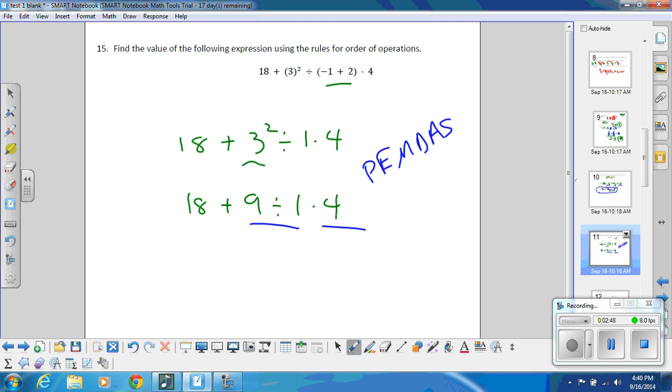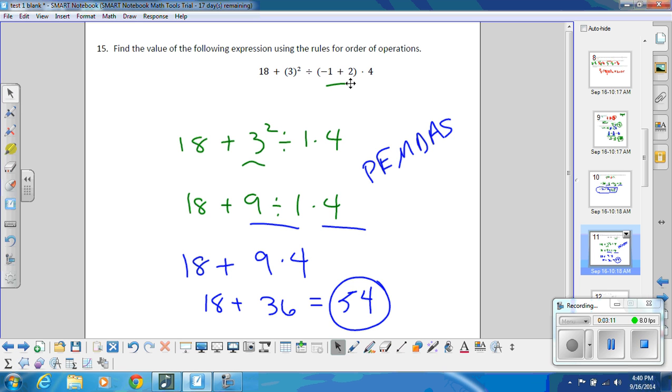We're not adding the 18 because that comes last. So copy your 18 plus. 9 divided by 1 is 9. Now, times 4. Now I'm doing the times 4, okay? 18 plus 9 times 4 is 36. Now I just add those two together, and I should end up with 54 as my final answer.